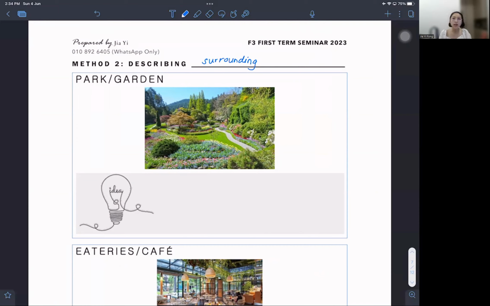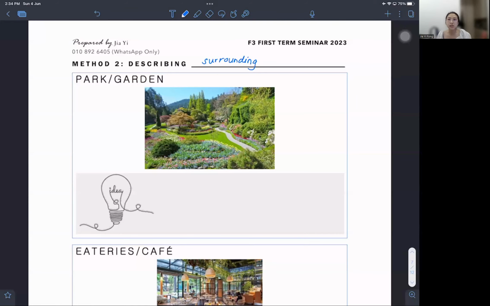But if you want an opening that can be used for all essays, then weather is a good way to start. Surrounding is place sensitive. If my question is talking about park or garden, okay, fine, I can use. If my question is not talking about park or garden, then probably I cannot use. But after looking at all kinds of essay questions that are possible to come out in your PT3 exam, I realized that a lot of the time your essay is related to park or garden or about the greenery.